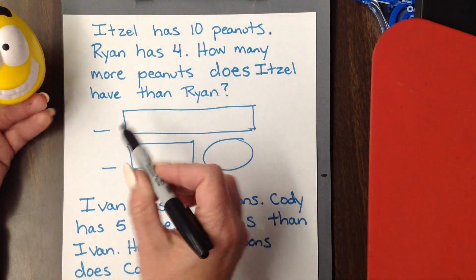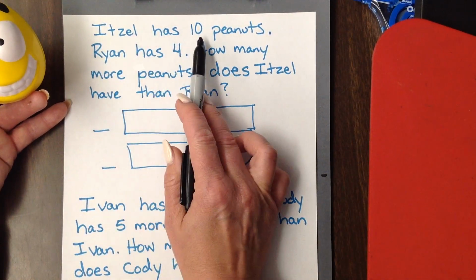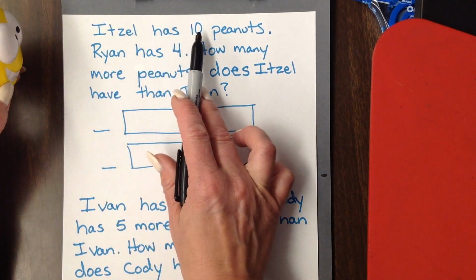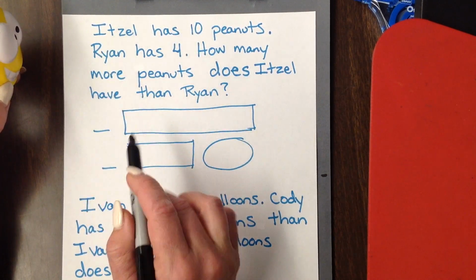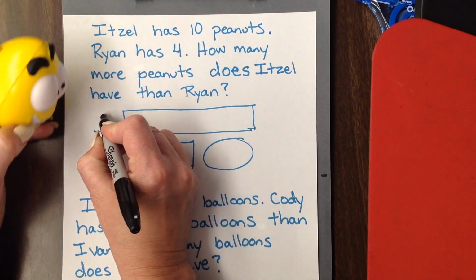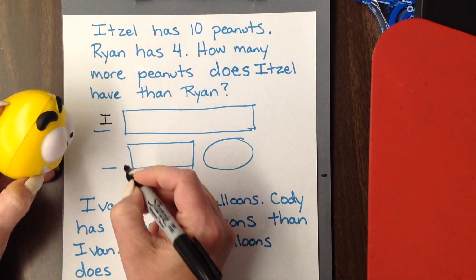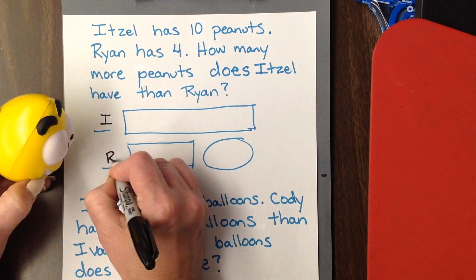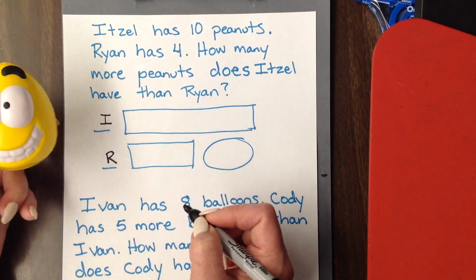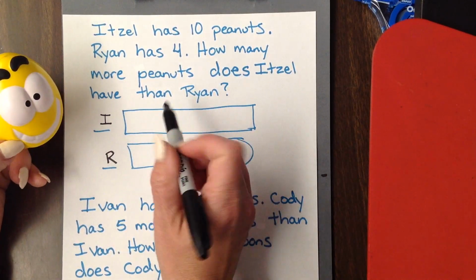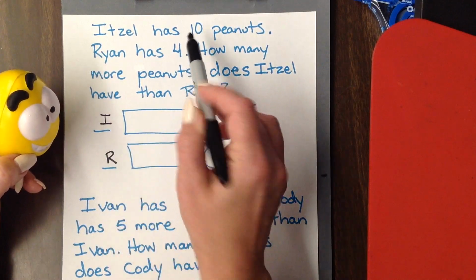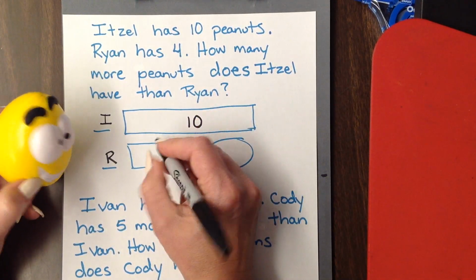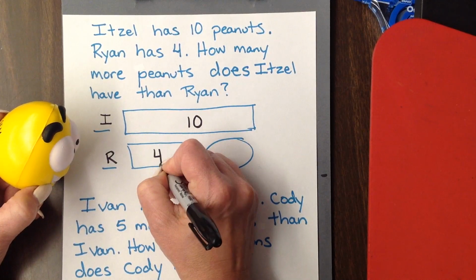All right. So we know that Itzel has 10 and Ryan has 4. So we know that Itzel has more because 10 is more than 4. So we're going to put an I for Itzel right here. And then we're going to put a Or! Yes, you're right. Peanut, you're picking up already. I'm smart. I'm a smart peanut. And then we're going to go over here. So Itzel says we have 10. And then Ryan, it says we have 4.